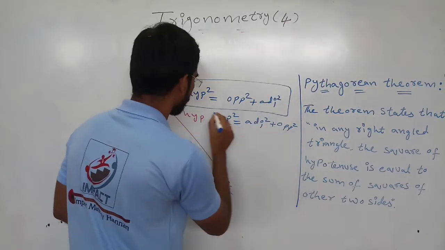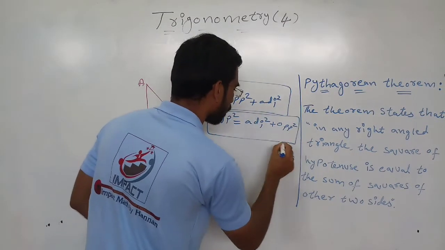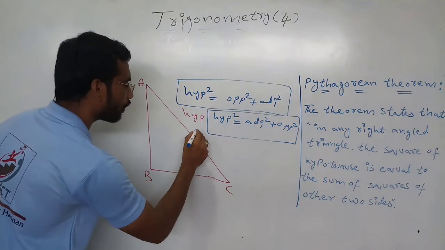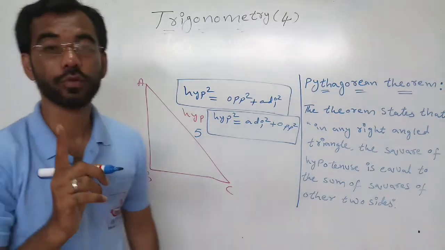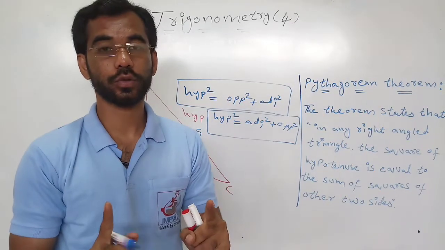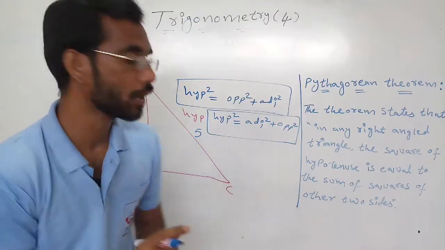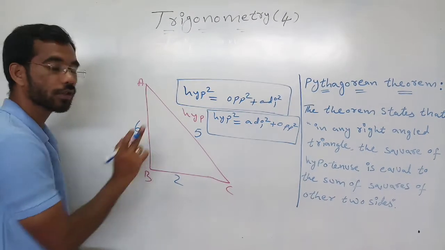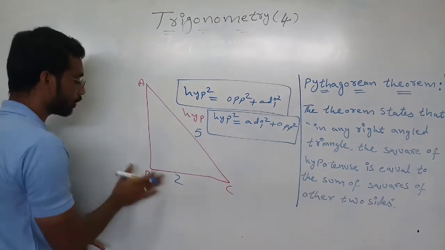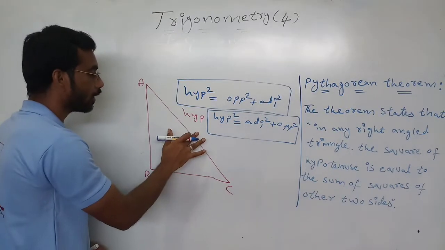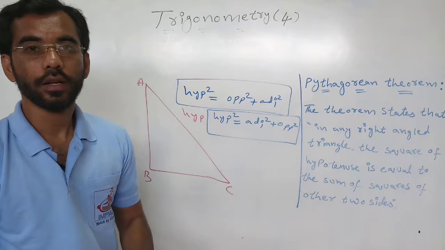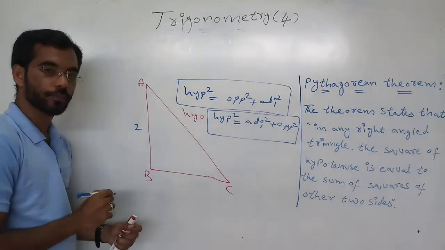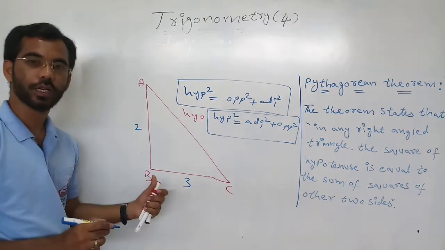Okay. Now we will see by putting in values. If I am taking 5, remember the hypotenuse should be the biggest one. If I take 6 here and 2 here, it is not correct, because the hypotenuse should be the bigger one. We will do one problem by taking the values. Now you take 2 here and 3 here.